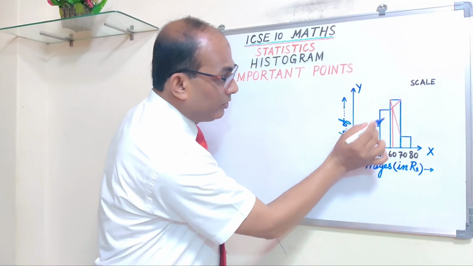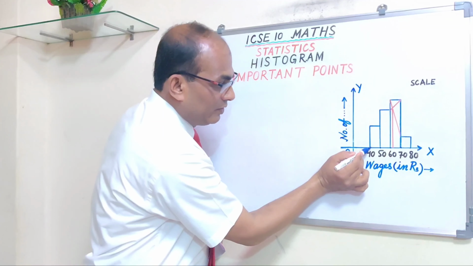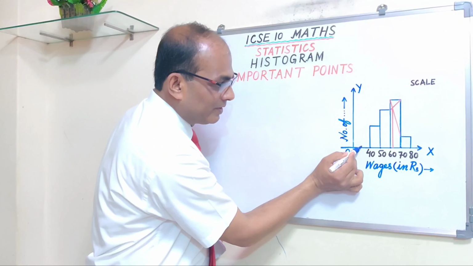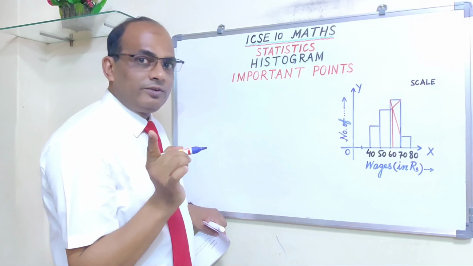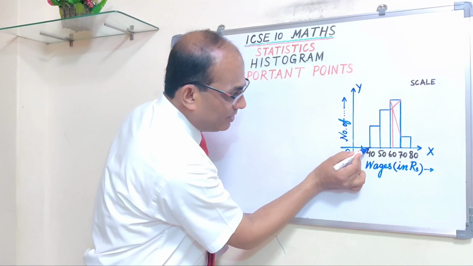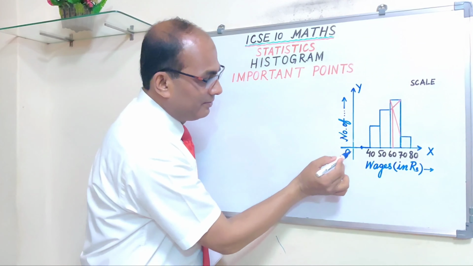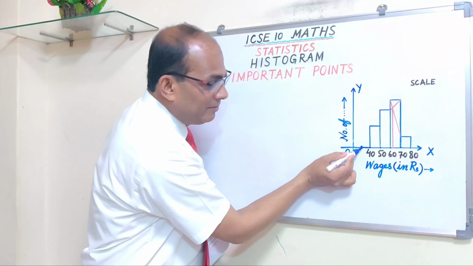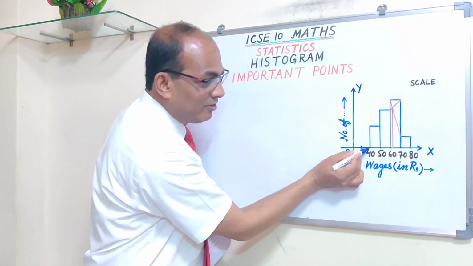Okay, so according to the scale, we have taken 2 centimeters equal to 10 rupees. So this is 2 centimeters. Suppose from here to here is also 2 centimeters. So this is 10, because 2 centimeters is equal to 10 rupees. If this is 2 centimeters, then this point will be 30, then 40, 50. Now if this is also 2 centimeters, then this point will represent 20, then 30, 40, 50, like that.